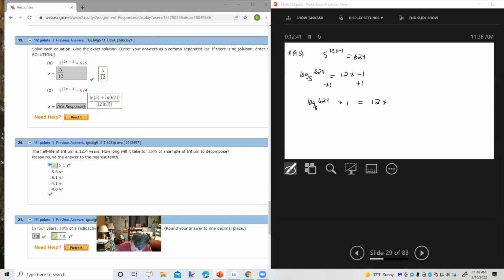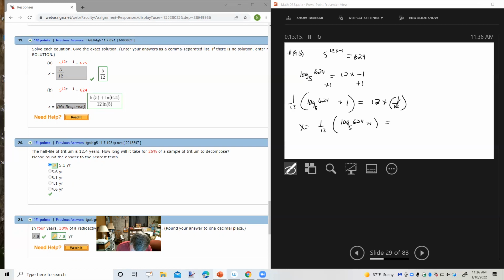Then we're going to divide both sides by 12, or how about if we do this? How about if we multiply both sides by 1/12? And I'm going to put x over on the left. So x equals 1/12 times the quantity log base 5 of 624 plus 1. Okay. That is a correct, exact answer. But what I'm going to do is show you how they got this answer right here. It doesn't have to be that. It could be equivalent to that, but I just want to show you what they did.